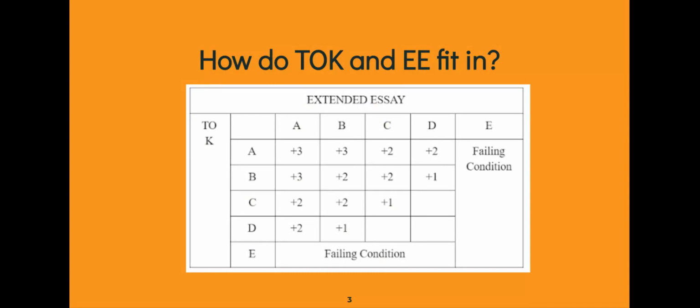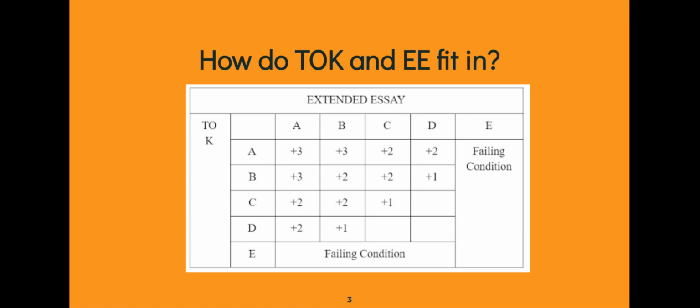TOK and EE, as I mentioned, are graded on an A through E scale. And those points are fit together in this matrix to determine how many points that will add to their IB diploma score. So for example, if a student gets a B in TOK, but an A on their extended essay, they get 3 points added to their score.